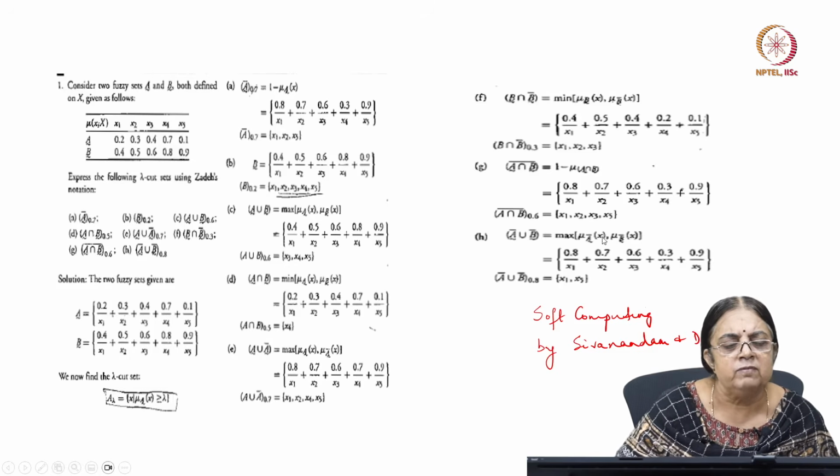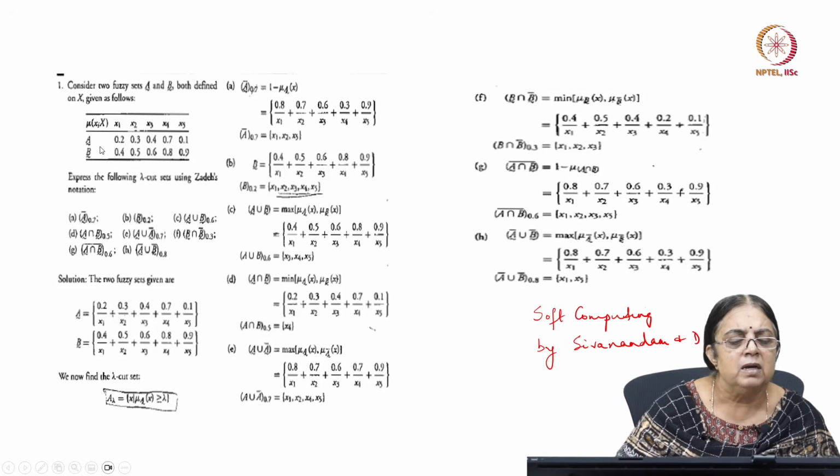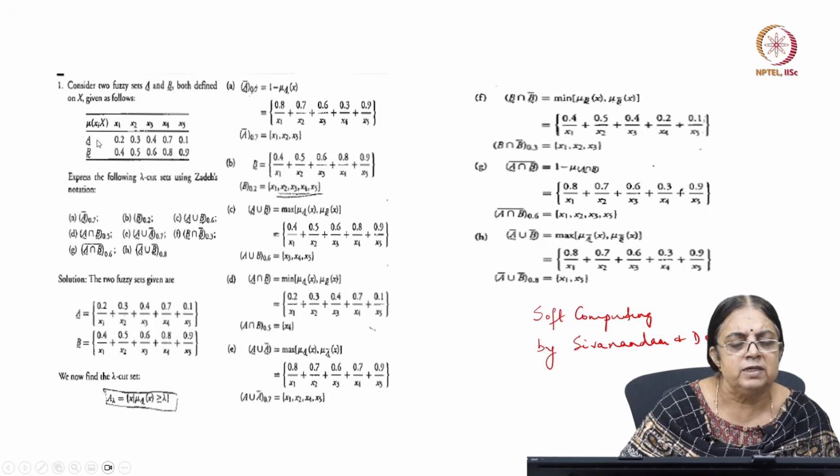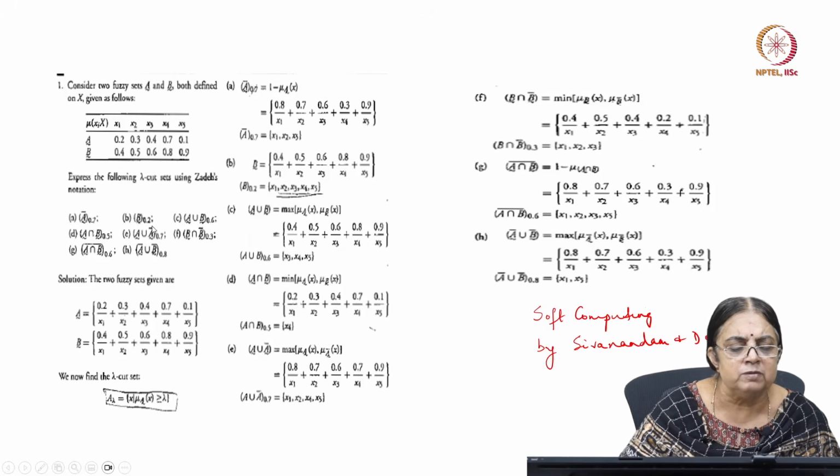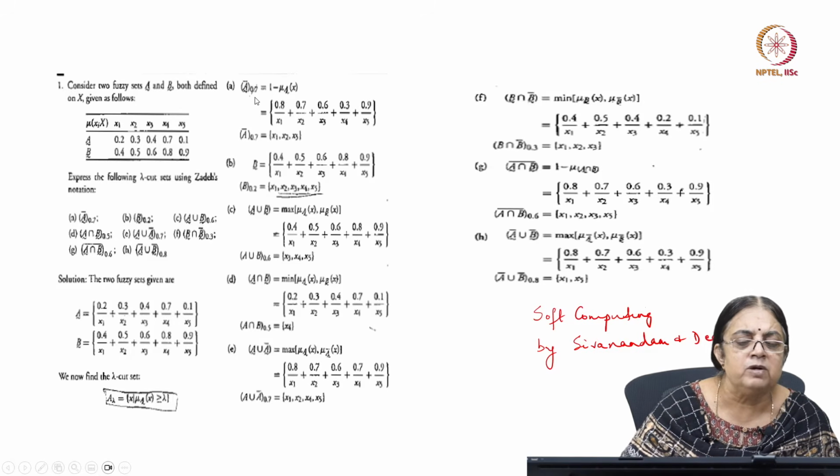So here we have a relation given to you, you have two sets A and B, and here they ask you to find the lambda cut where the lambda value is 0.7 for A, similarly for B where it's 0.2, and then you have to find A union B, and then lambda cut is 0.6, etc. So here in the first case you want lambda cut 0.7 for A.